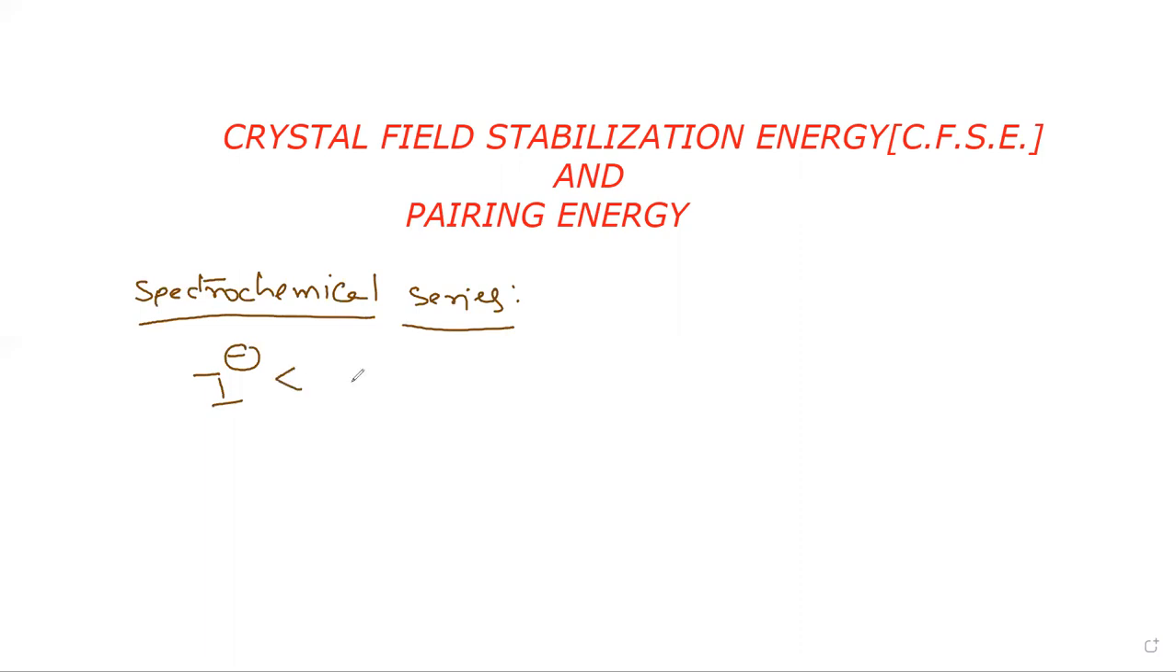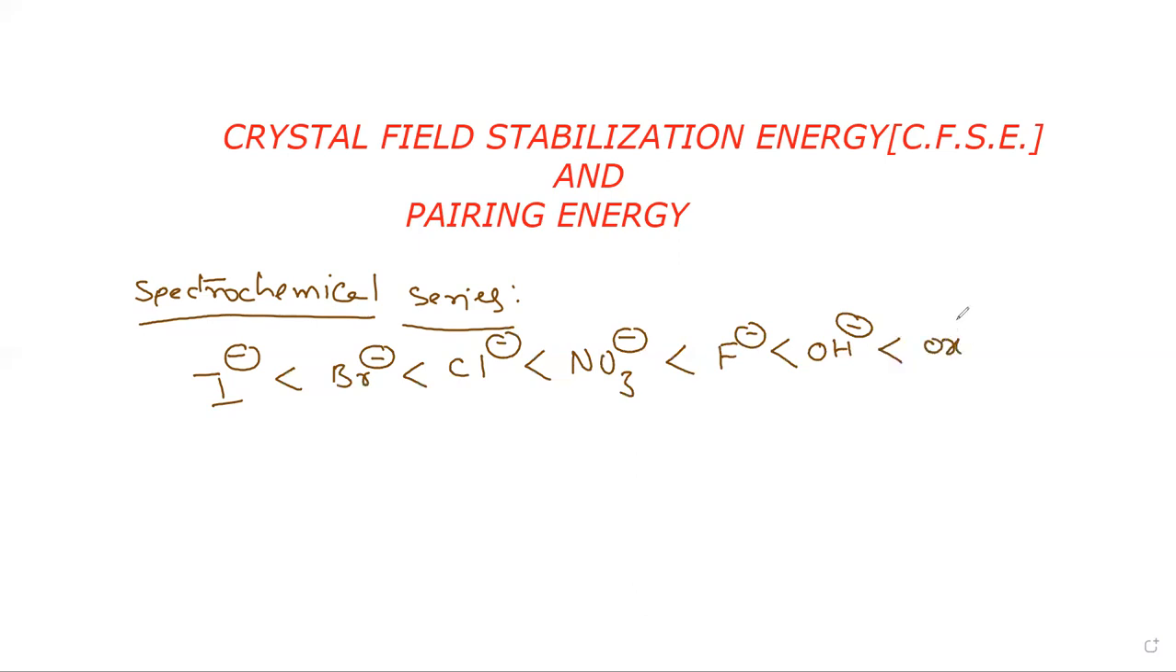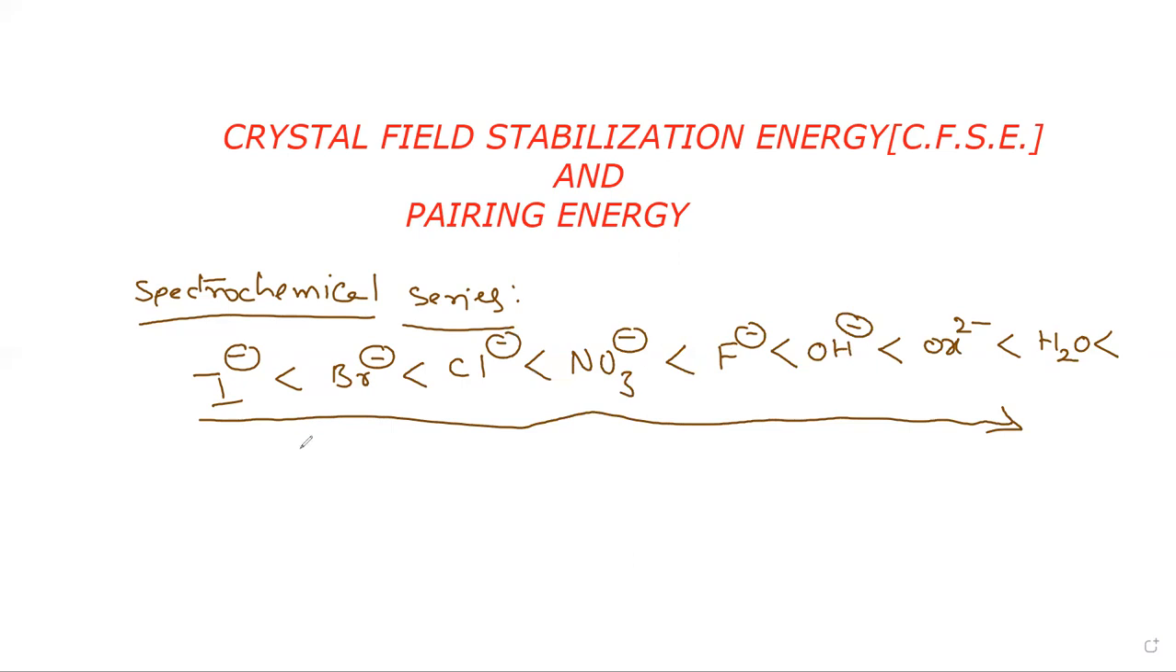I minus is less than Br minus is less than Cl minus is less than NO3 minus is less than F minus is less than OH minus is less than oxalate ion, ox2 minus, is less than water, a neutral ligand, up to water. These are all weak field ligands.